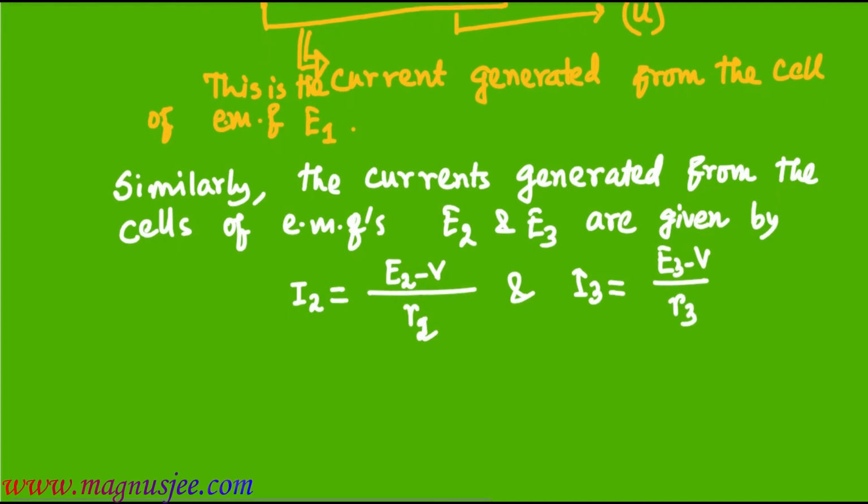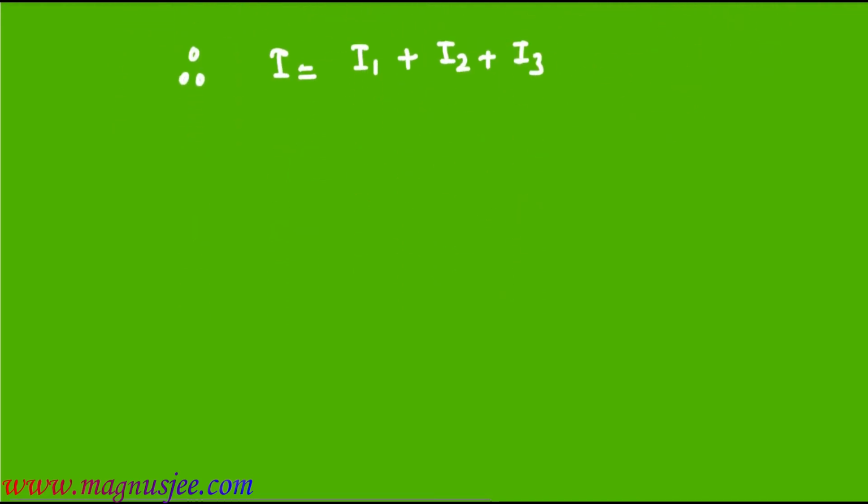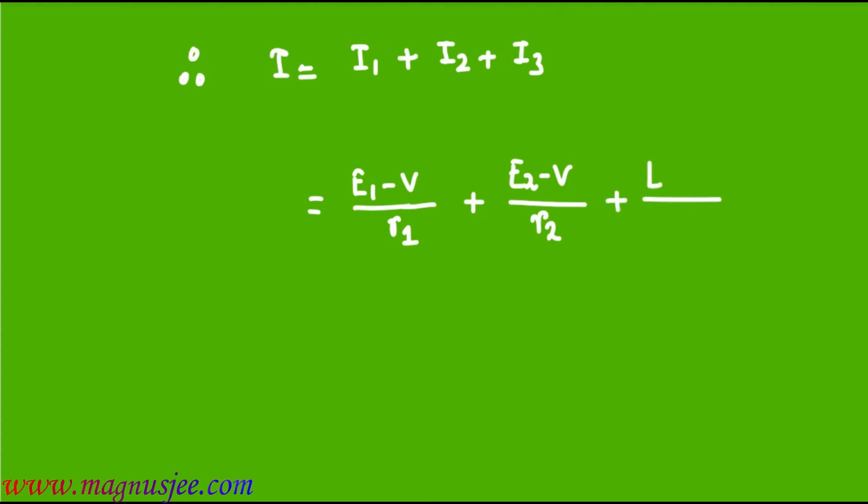Assuming that there will be discharging of the three cells, we get I1, I2, I3. Putting this expression in equation 1, we get I equals I1 plus I2 plus I3. Now putting the expressions of I1, I2, I3 in this expression, we get: E1 minus V divided by R1, plus E2 minus V divided by R2, plus E3 minus V divided by R3.